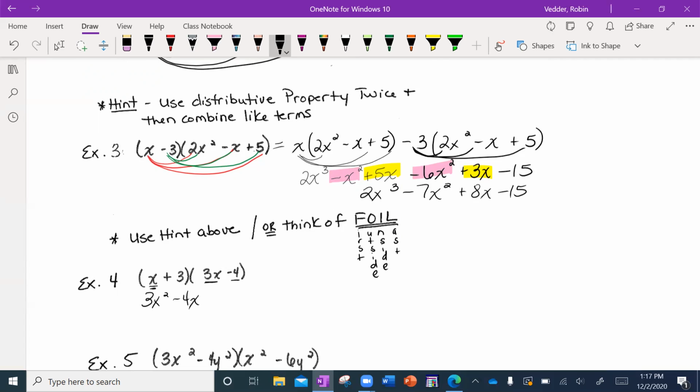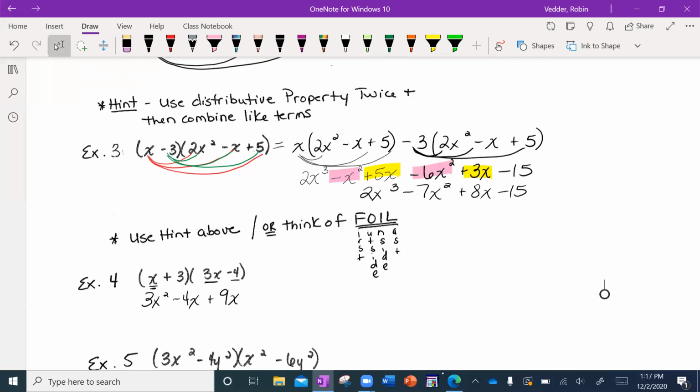Inside are the ones closest to each other, the ones in the middle. Positive 3 times 3x is positive 9x. And finally, the last are the last one in each parenthesis.